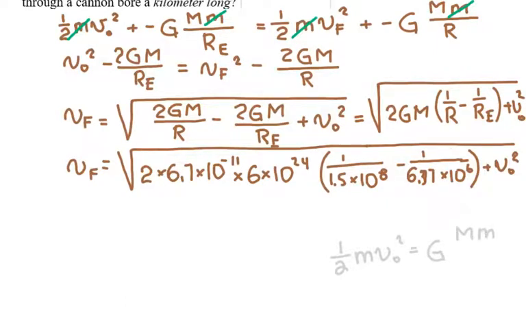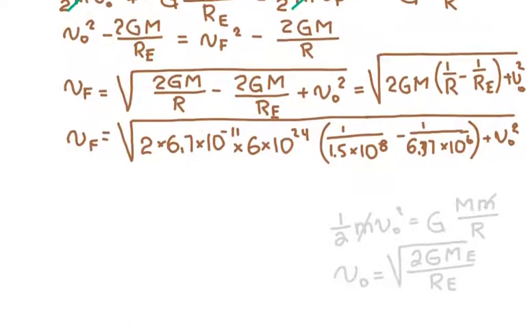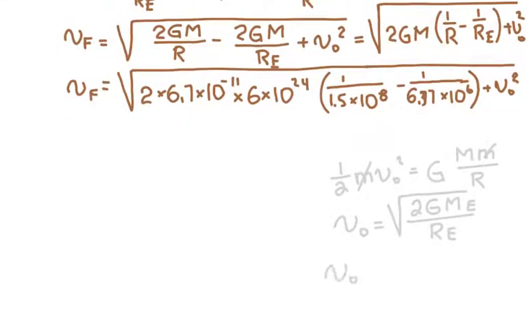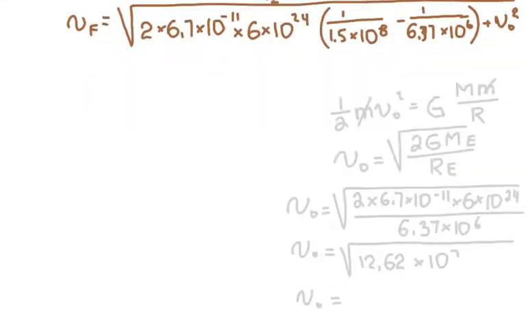GMm over r, then if I solve for escape velocity, v escape velocity is equal to the square root of 2GM over r, where r is the radius of the Earth, and M is the mass of the Earth. So if I plug in my numbers, I will get escape velocity is equal to 11.23 kilometers per second, or 11.23 thousand meters per second.